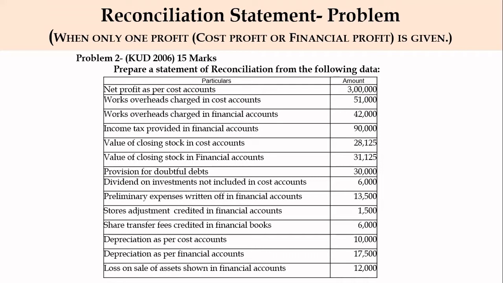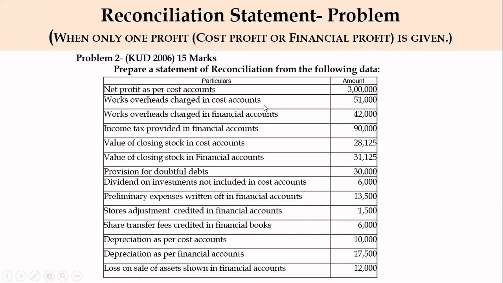Net profit as per cost account. Again, they have given net profit as per cost accounts, that is rupees 3 lakh. Works overhead charge in cost accounts 51,000. Works overhead charge in financial accounts 42,000. So students, just have a look at these 2 points.